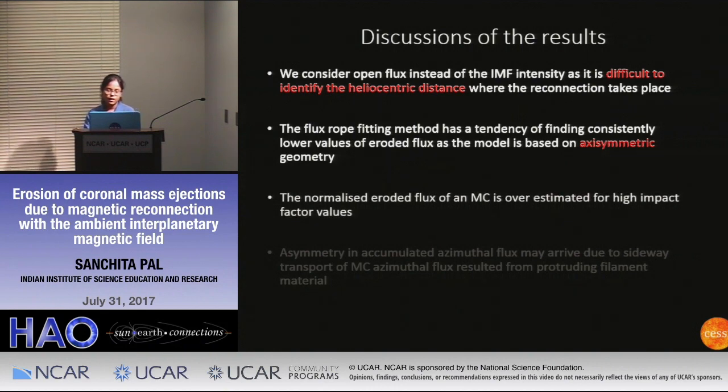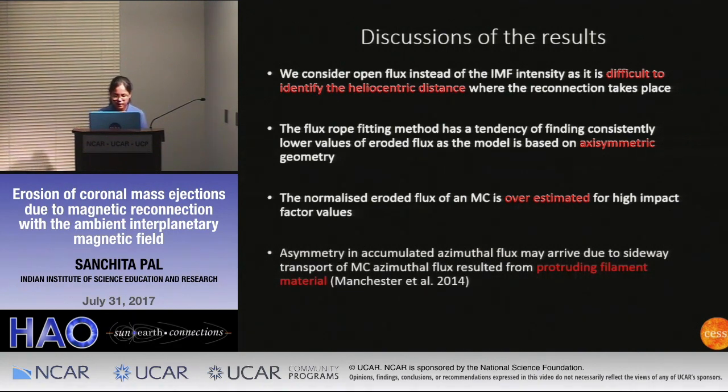And next, the normalized eroded flux of the magnetic cloud is overestimated for high impact factor values. So I told you that if the impact factor value is high, then the eroded flux will be overestimated. The normalized value is equal to the actual eroded flux value over the total azimuthal flux value. So if the impact factor is high, the total azimuthal flux will be lower, which means the normalized eroded flux will be a little bit overestimated.